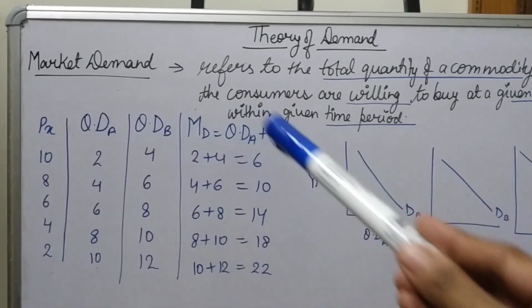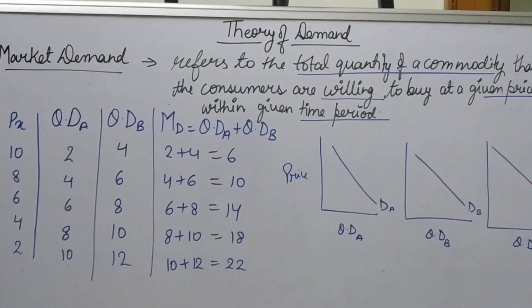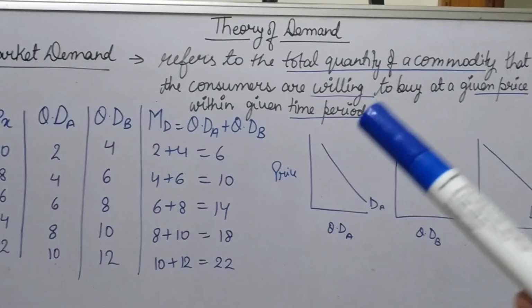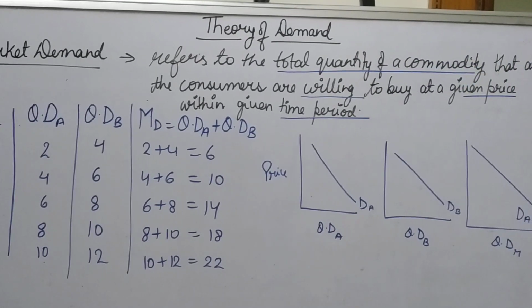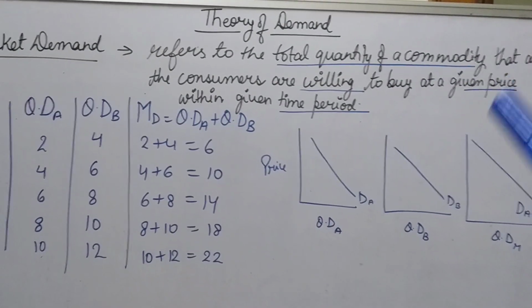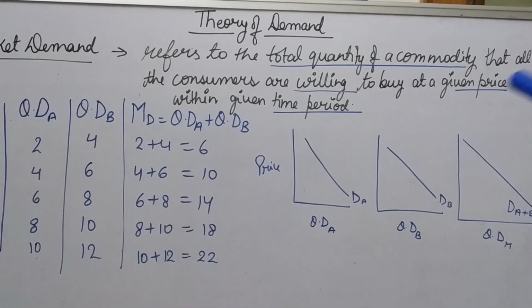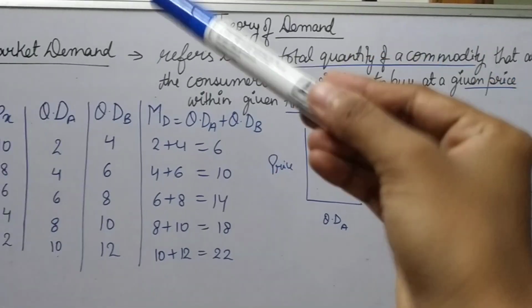And market demand: the definition we read earlier was the demand of an individual consumer. Now market demand means when all the consumers or all the households are willing to purchase a quantity of a commodity at the given price, whatever the price is available in the market, and at the given time period, then it is market demand.